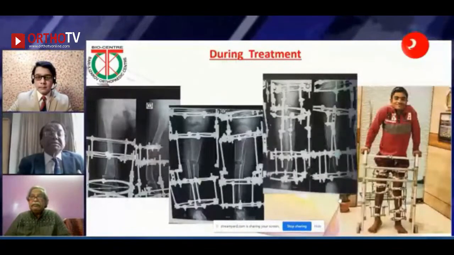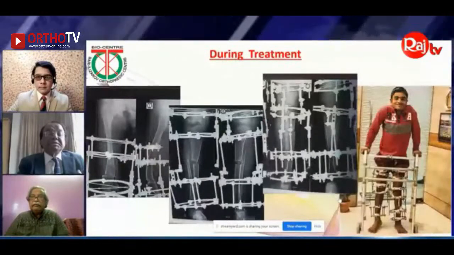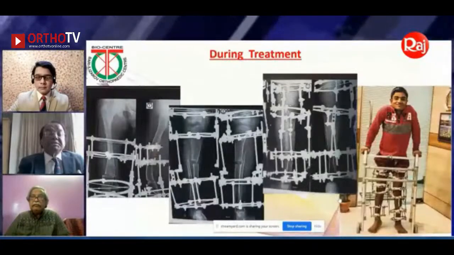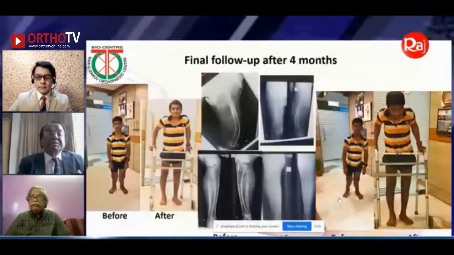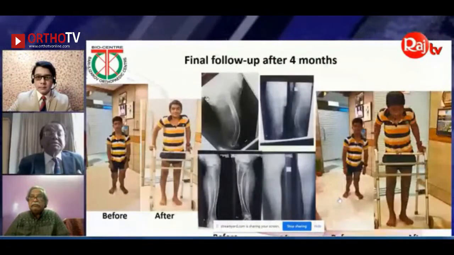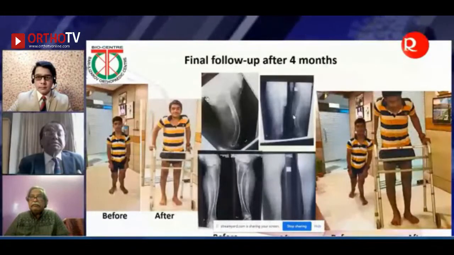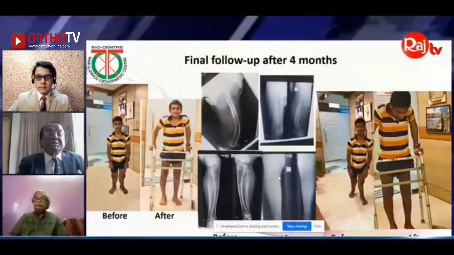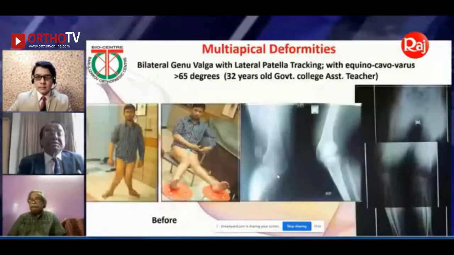Because the bone is osteoporotic, with vitamin D deficiency, that's why it is better to go for Ilizarov wires. And then you can see, after correcting the deformity, the bone is not good. You can go for nailing. Sometimes it is very difficult to go for nailing or plate. You cannot hold the plates. And this is the final multifocal deformity.